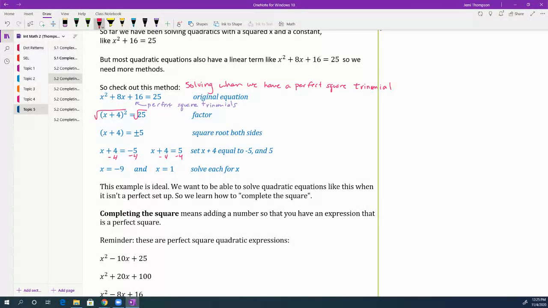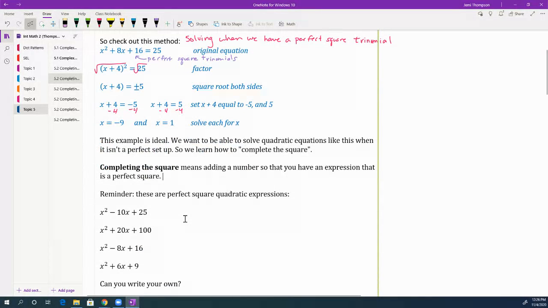The process of completing the square is making sure that I have that perfect square trinomial. So this is an ideal example. We want to be able to solve quadratic equations like this even when it's not a perfect setup. So this process of completing the square means adding a number so that you have an expression that is a perfect square.